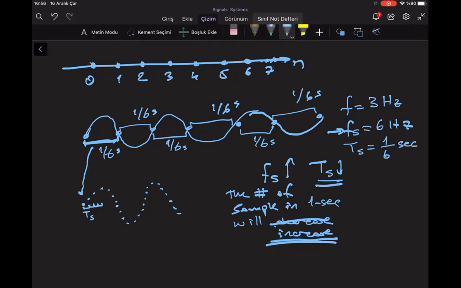As Süleyman said, if I decrease TS so much, it will be almost like a continuous signal, okay? But why can't I decrease TS to almost 0? Because there is not enough memory or bit range in computers or systems. So memory is a problem.